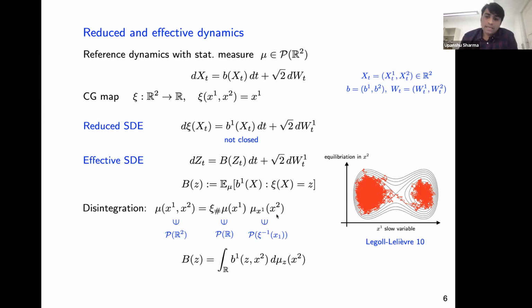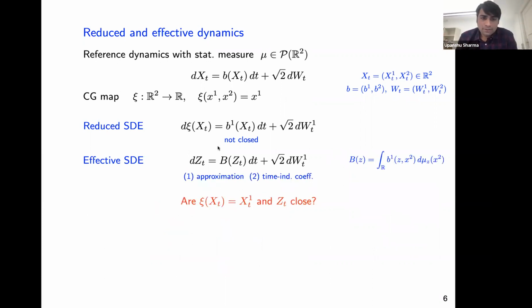Now the question becomes: you have this x of t, or x1 of t, and you have the z t, which is an approximation, but it has the property that its coefficients do not depend on time. It's just an average. So people asked the question, are these things close? They could already find out in 2010 that this is indeed a good approximation, at least computationally, like in MD simulation. It seemed to make sense. Then the question became, are these things close mathematically?